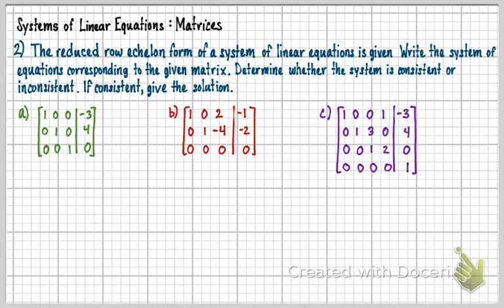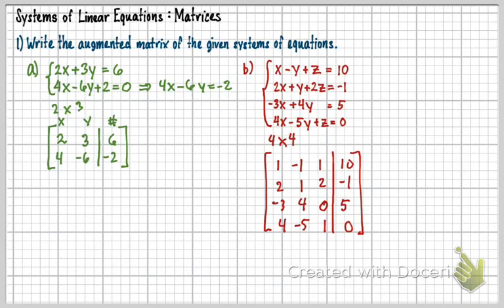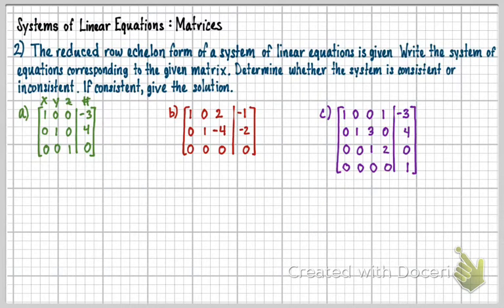So for the first one here, remember from the previous video, this was my X column, Y column, Z column, number column. That's what I talked about in the previous video with the first one we did when we created the augmented matrices. So our first columns on the left are going to be our variable columns, and the one on the right is going to be our number column. So we see the X, Y, Z, and then the number column.